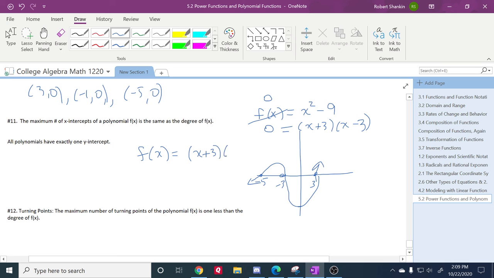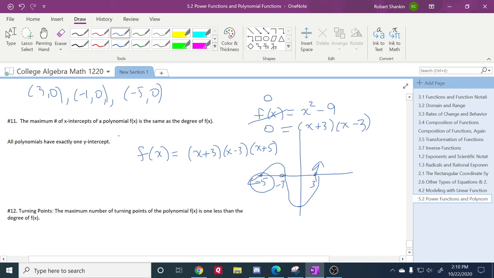It would have had to have looked like this: x plus 3, x minus 3, but it would have also had to have x plus 5 in there, so that -5 would cause this to become 0. And then all of a sudden, it's a third-degree polynomial. You can't have a second-degree polynomial have 3 x-intercepts. It's impossible. The maximum number of x-intercepts of a polynomial is the same as the degree of the polynomial. If it's second degree, it can have at most 2 x-intercepts.